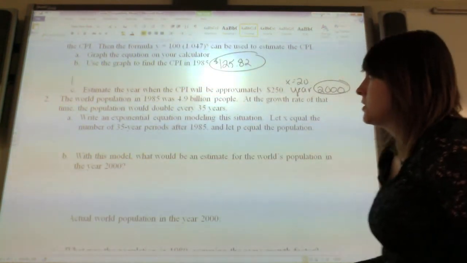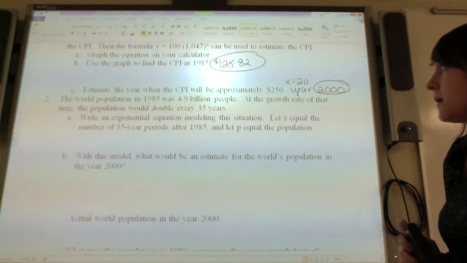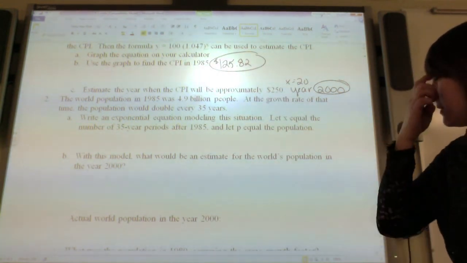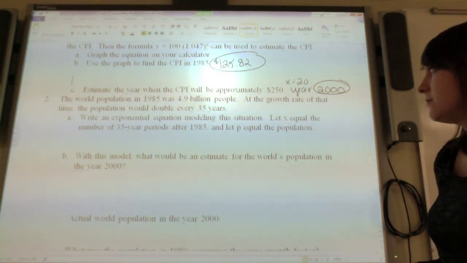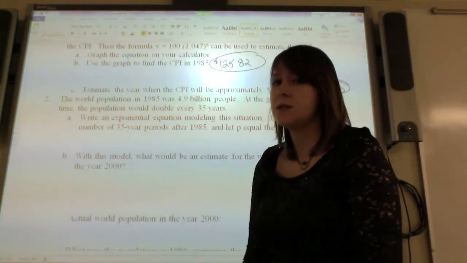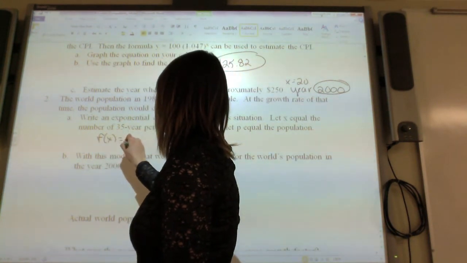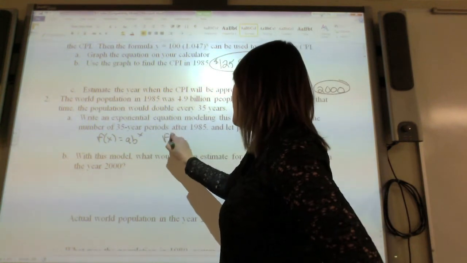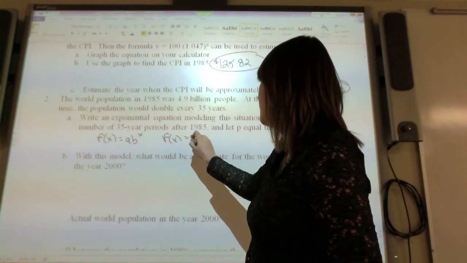The world population in 1985 was 4.9 billion people. At the growth rate of that time, the population would double every 35 years. Write an exponential equation modeling this situation. Let x equal the number of 35-year periods after 1985, and let p equal the population. Okay, so if I want to write an exponential function for this, remember that my functions are going to be in the form f of x equals ab to the x. So, a is my initial value. My initial value was 4.9 billion.